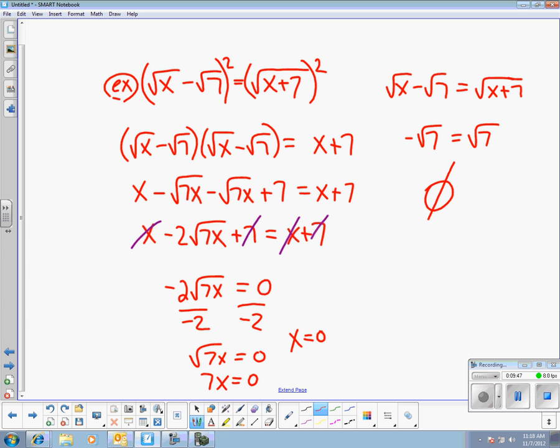Get one radical by itself, square both sides. If it turns out that you have another radical when you do that, like we did right here, well, then isolate that one and square. And you might have to do it 2, 3, 4 times, but just keep isolating a radical and squaring. And that's it. And that's radical equation.